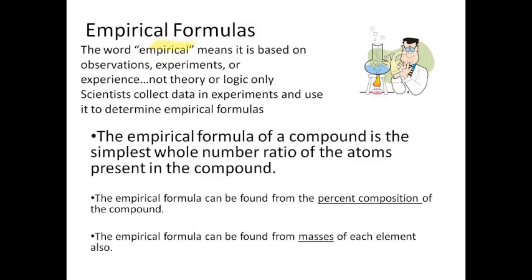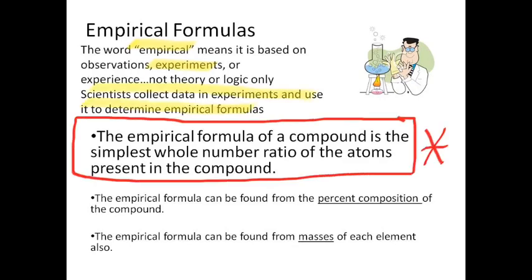So we're going to deal with these things called empirical formulas. That word empirical means it is based on experiments. It is not somebody sitting around and saying, well, according to the theory, we ought to have this many atoms of this bonding to this many. They actually do an experiment and determine weights, masses, and figure out what the compound really is. Scientists collect the data in experiments and use it to determine empirical formulas.